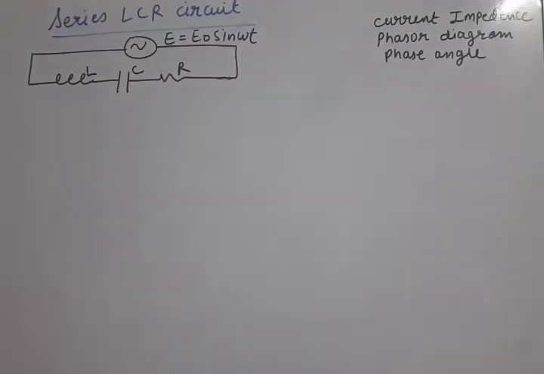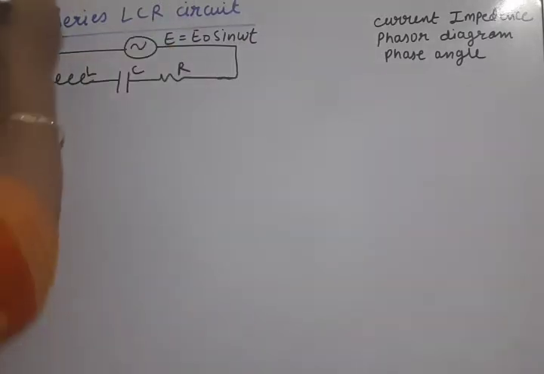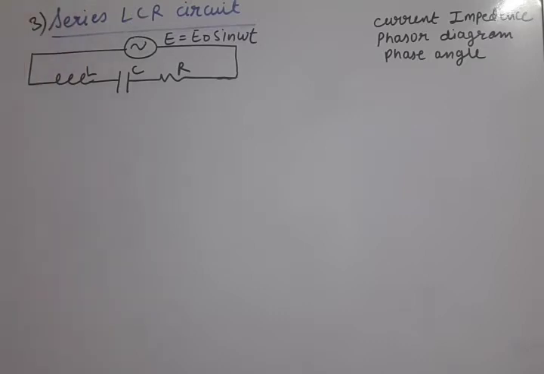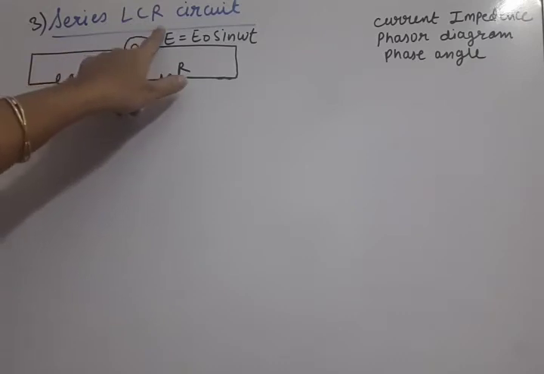Okay, students. Today we are going to understand the series LCR circuit. It is the third combination circuit. We have completed the LR and CR circuits, so the third combination circuit is in series. We have to connect the L component, C component and R component.